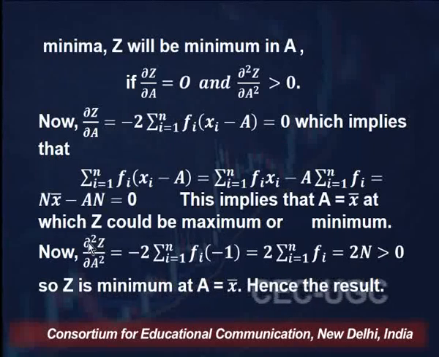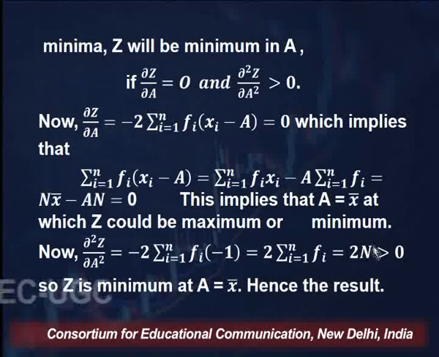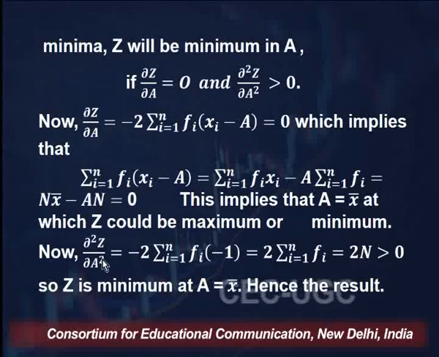When I find the second order partial derivative, I again differentiate this expression with respect to a, and I get 2 times summation fi, which will be 2 times N, the sum of all the observations, multiplied with 2. It is a positive quantity, strictly greater than 0. Hence, we have shown that z is minimum at a equal to x bar. Thank you.